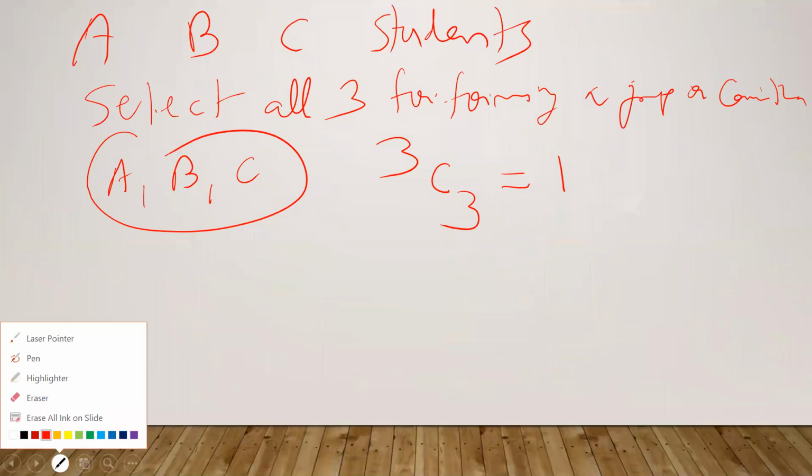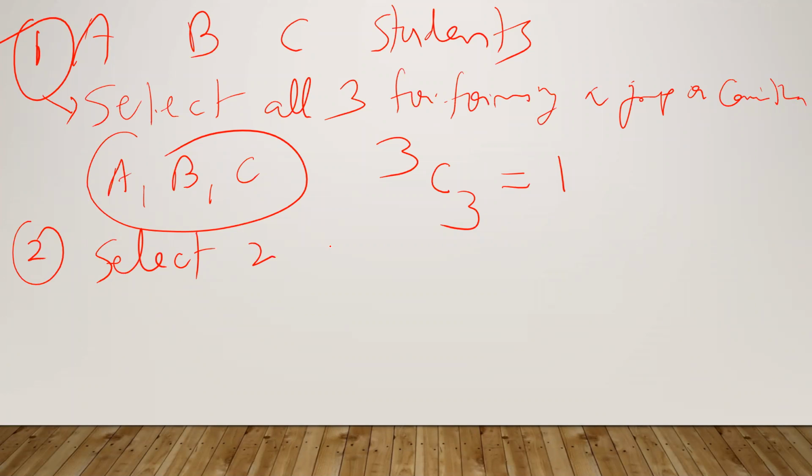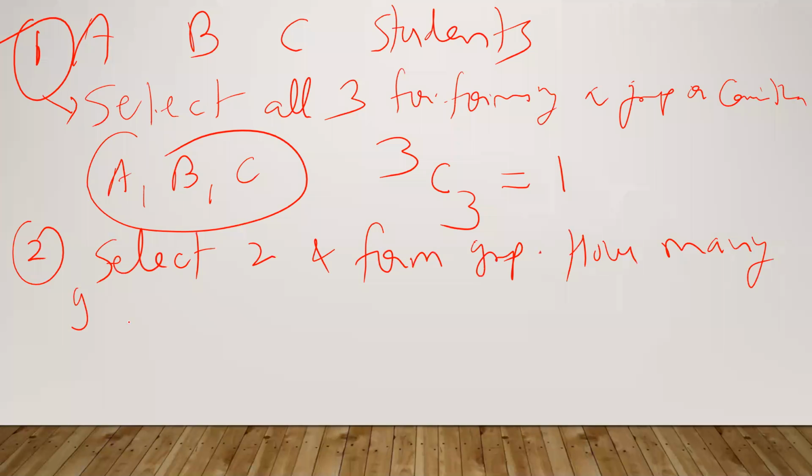Now let us select 2 and tell me how many you will get. Select any 2 and form a group or committee. How many groups will be possible, or how many groups can be formed? Think. There are 3 people, A, B, C. Out of these 3 people, I have to select 2 and form a committee or a group.